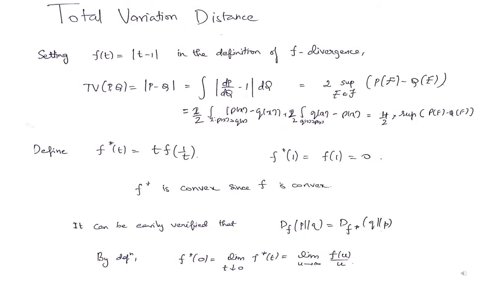So now we attempt to define another divergence measure called total variation distance. If you substitute mod of t minus 1 in the definition of F-divergence, you get the total variation distance. This can be viewed as the absolute error between two probability distributions in the sample space.